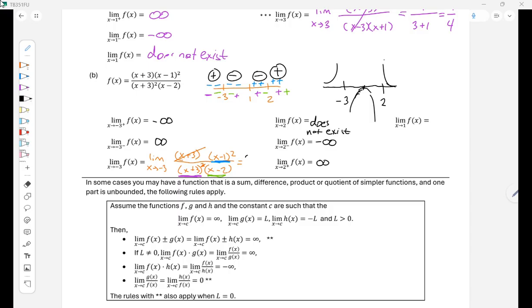And that is also what I should be writing over here. None of those limits exist, right? Remember that. Writing does not exist is not writing something different than infinity. Infinity just gives us more information.